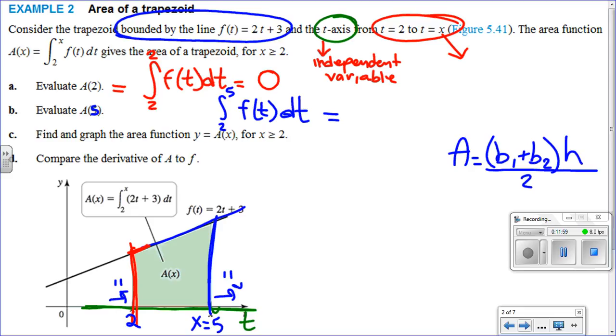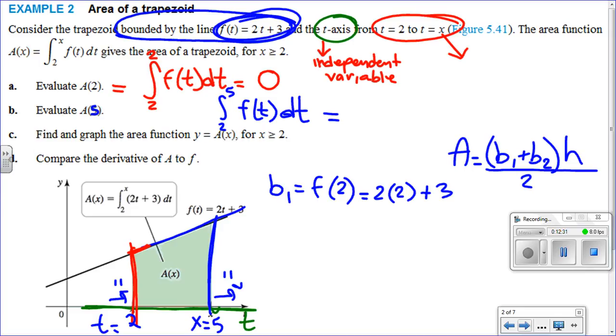So then, for this one here, for base 1, the way we're going to find it is going to be the y value for x equals t equals 2. So we have the function here. Where is it? Here, right? So let's find f of 2. So that would be 2 times 2 plus 3. Is it clear? I'm getting them from this function. So we do that. 4 plus 3, so we get 7.